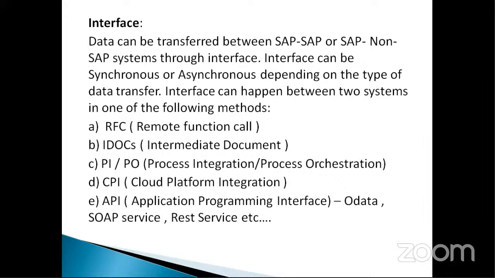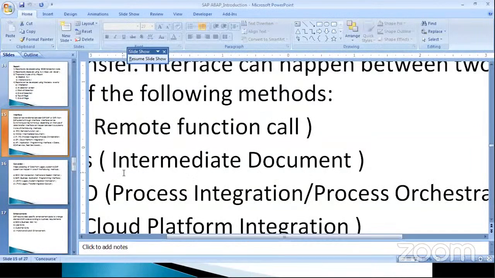And next is PI or PO. PI is process integration and PO is called process orchestration. This PI PO basically runs on a Java applet. So PI PO is separately licensed. SAP PI PO and SAP ECC or HANA system are separately licensed. So PI acts as a middleware to pass the data from SAP to non-SAP system or vice versa.